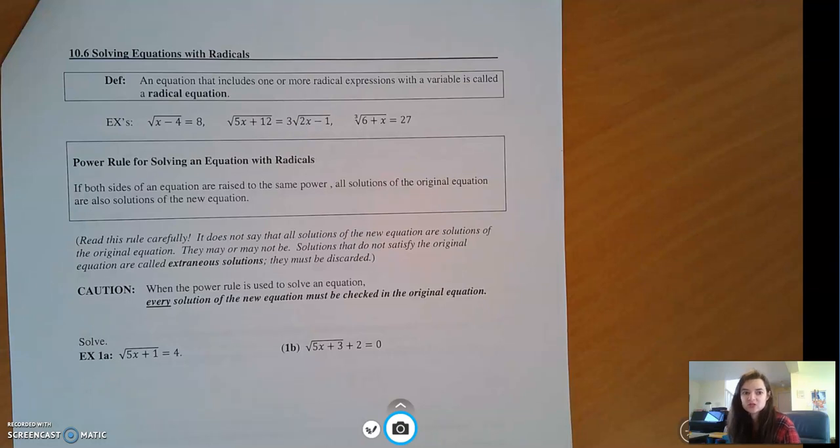For 10.6, you're going to be solving equations that contain radicals in them. So you're going to have equations that have square roots, or cube roots, or fourth roots, something like that in them. So let's talk about how to do that.